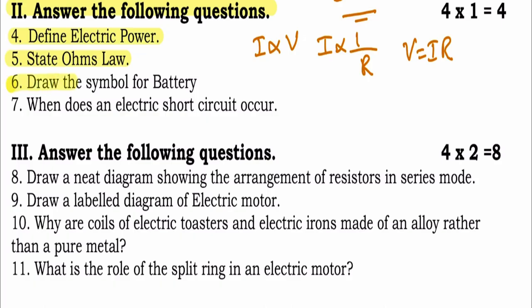Next question. Draw the symbol of battery. This is the symbol of battery. Here minus and here plus. Okay. Now let's go to 7th question. When does an electric short circuit occurs? So when there is a low resistance connection in between two electrical circuit and it allows a large current to flow through the circuit and it potentially causes overheating. At that time, electric short circuit occurs. I think you got that.